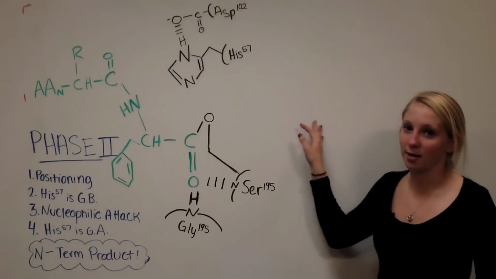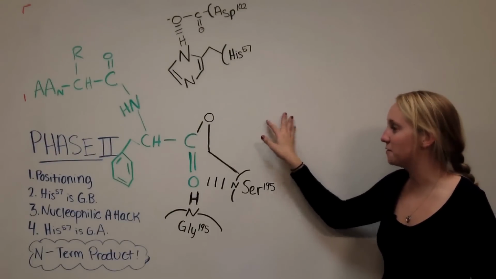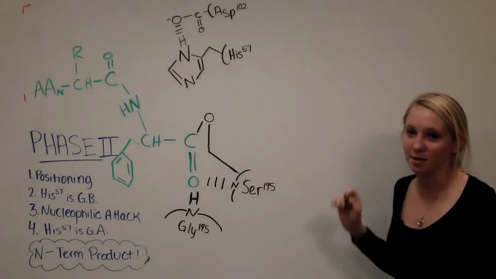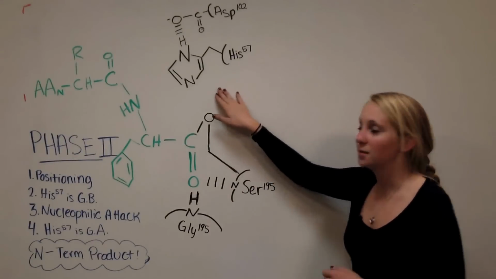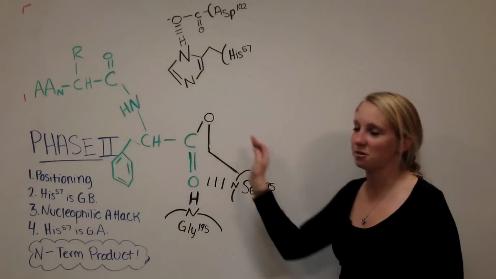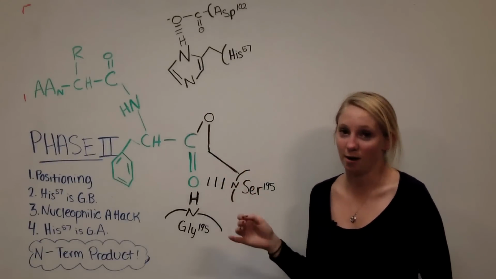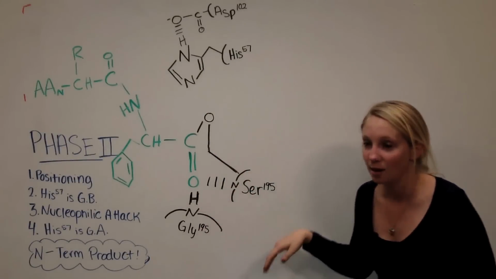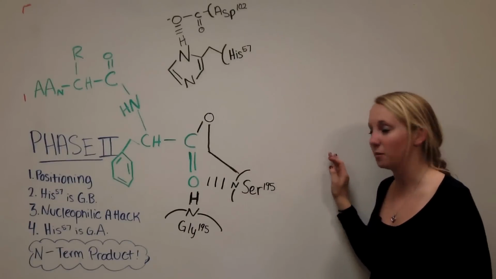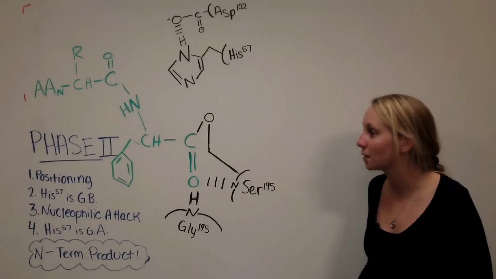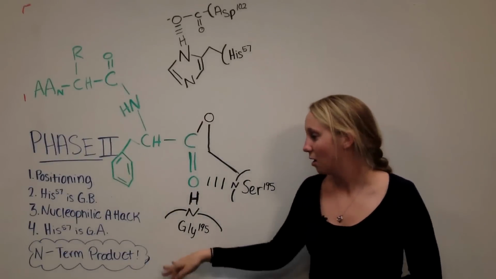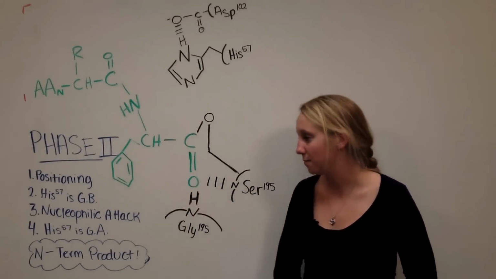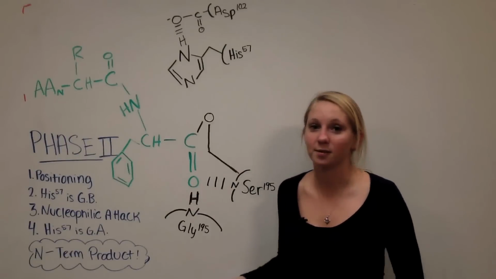The C-terminal end of the polypeptide bond is now gone because it left as the C-terminal product. And as you can see, this hydrogen here that the histidine and serine were arguing over is also gone because it was used to protonate the leaving group that formed the C-terminal product in the first step. So we're now in phase 2, and we're going to be ending with the N-terminal product of the polypeptide bond. So let's get into phase 2.